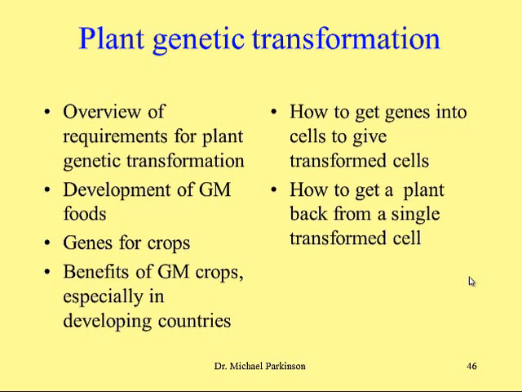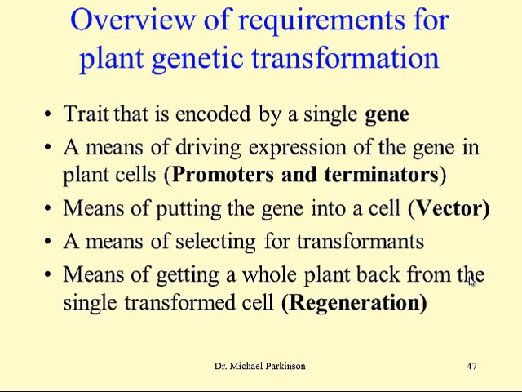So I'm going to look at some factors that affected plant genetic transformation. As I've mentioned, you need a trait that's encoded by a single gene, ideally. You need a means of driving expression of the gene in plant cells. So I've already talked about organ-specific promoters. So you need to promote gene expression, and you need terminators as well. I'll be talking about this much more later.